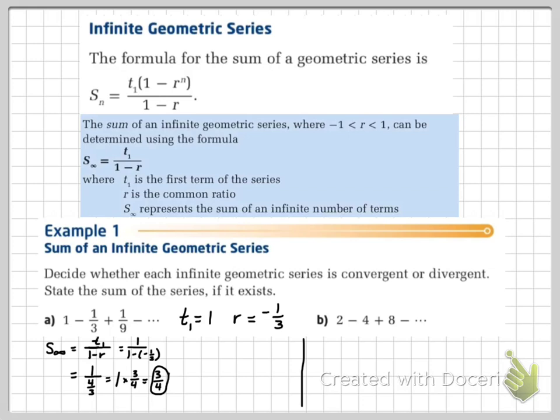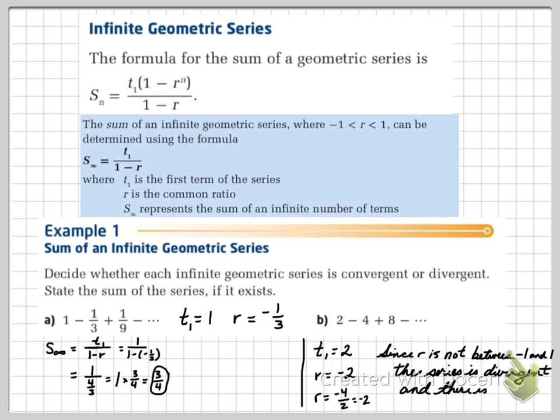If we take the second one, first of all, term 1 is +2, term 2 is -4, so that means my ratio is going to be -2, because -4 divided by +2, term 1, is -2. When I notice that r is equal to -2, I've got a divergent series. Since r is not between -1 and 1, the series is divergent, and there's no sum.